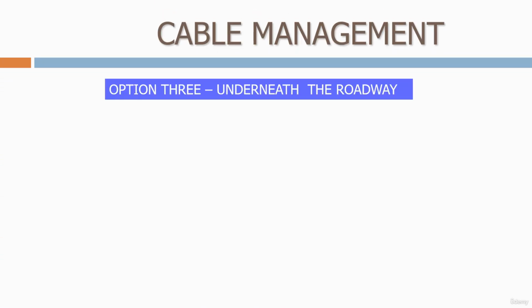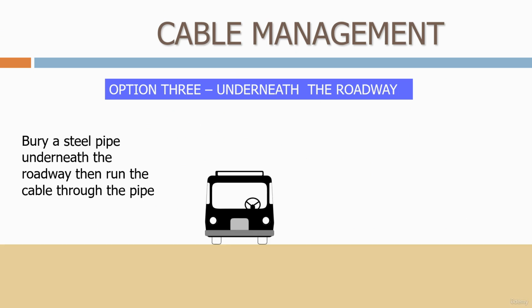Option 3 is to run the cable underneath the roadway. To do this, we bury a steel pipe underneath the roadway, then run the cable through the pipe. This is a more permanent solution.